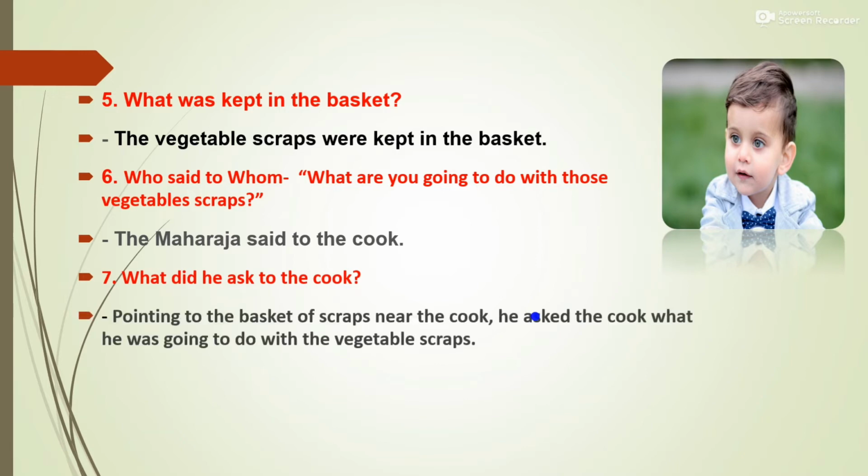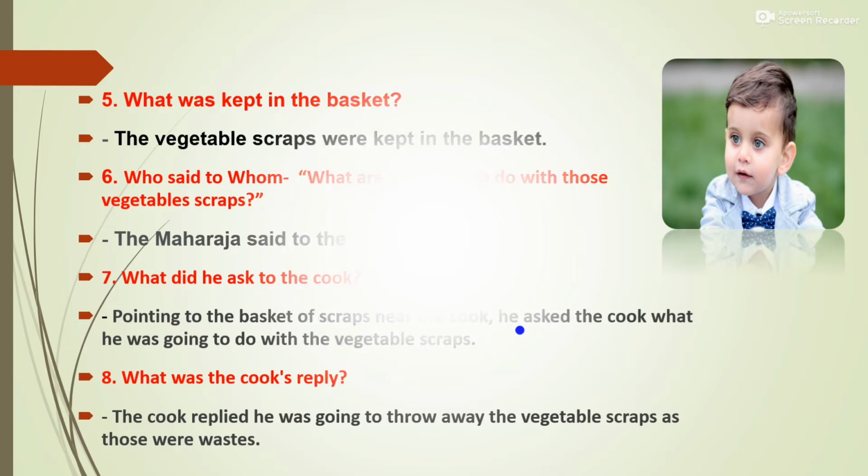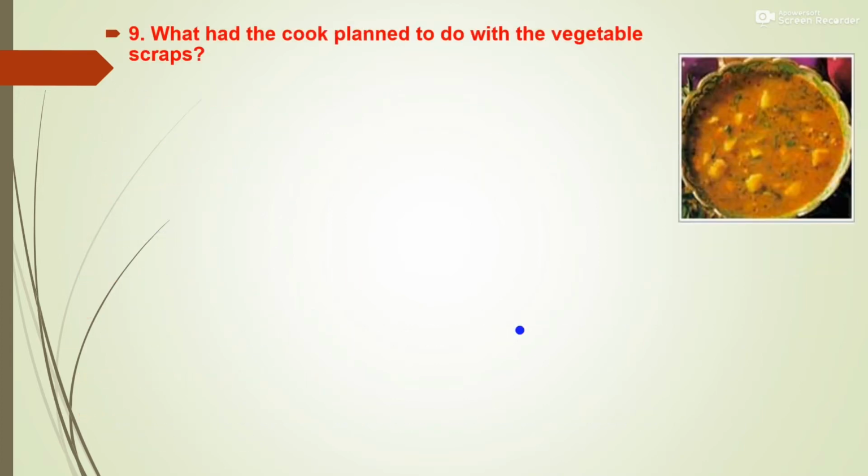Pointing to the basket of scraps near the cook, he asked the cook what he was going to do with the vegetable scraps. What was the cook's reply? The cook replied he was going to throw away the vegetable scraps as those were waste. Next question, what had the cook planned to do with the vegetable scraps?